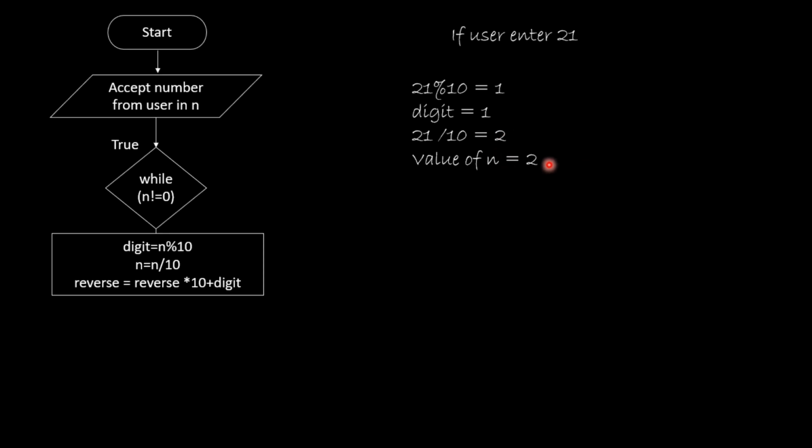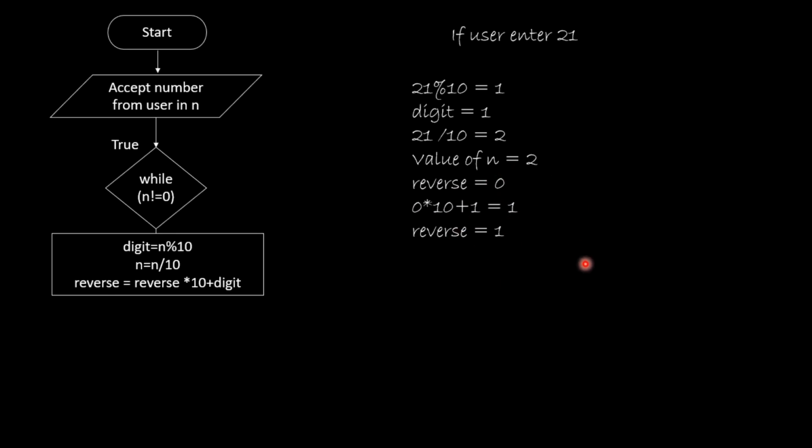Now what we are going to do in this step is multiply the reverse by 10 and add this digit to it, right? So what is the value of reverse? The value of reverse is 0. 0 multiplied by 10 plus the value of digit, which is 1. So if we multiply 0 with 10, it will be 0. 0 plus 1 will be 1. The updated value of reverse is 1. The previous value is 0 and the updated value is 1.